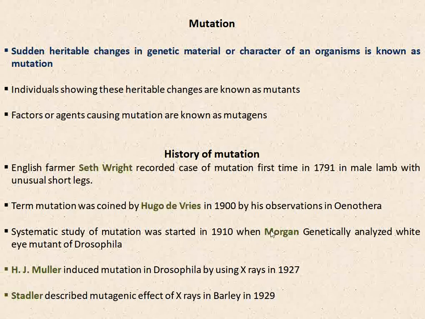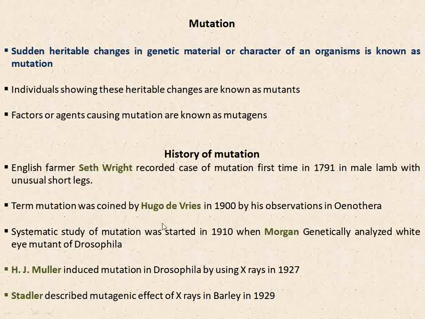So let's see the historical background related to mutation. The English farmer Seth Wright was the first to record a mutation, in 1791, when he discovered an unusual short-legged male lamb in his lamb progeny. So one of the male lambs had unusual short legs.